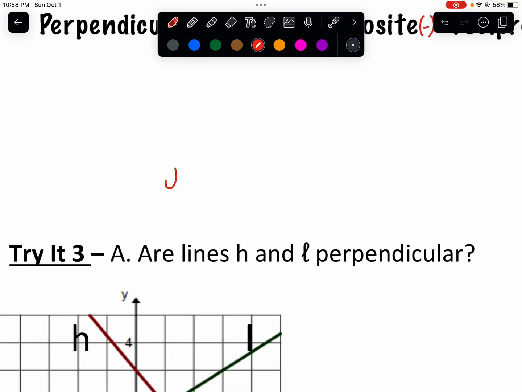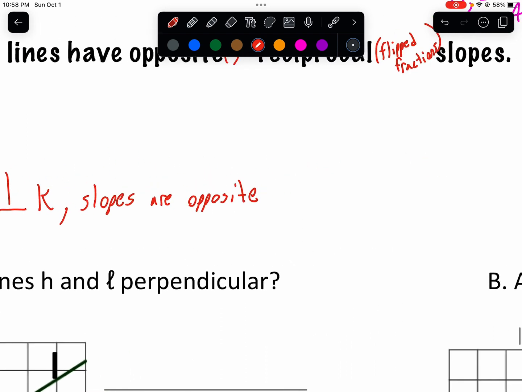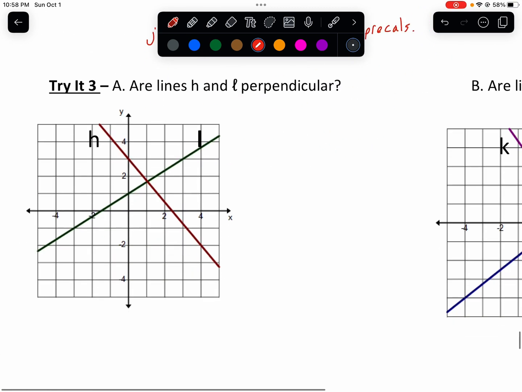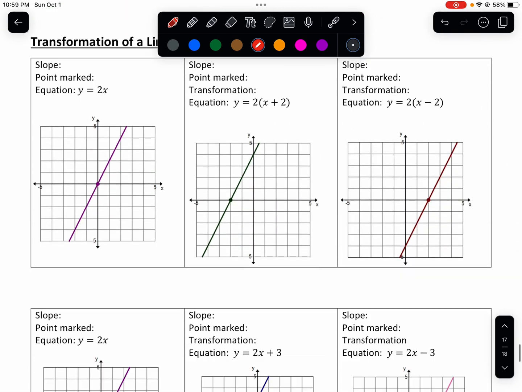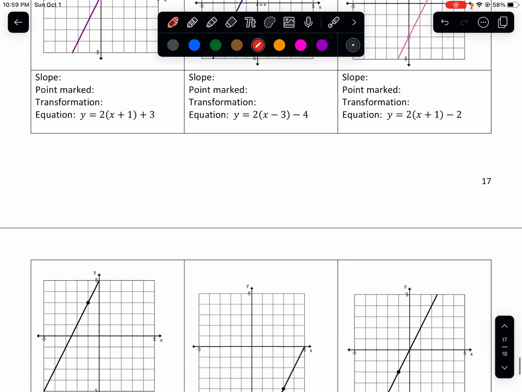I'd put line J is perpendicular, and that's our perpendicular symbol, upside down T, to K. And how do I know that? Because the slopes are opposite reciprocals. There we go. All right, I want you to check the slopes for these, determine if they're parallel lines. Okay, go on to this next page and think about different transformations.